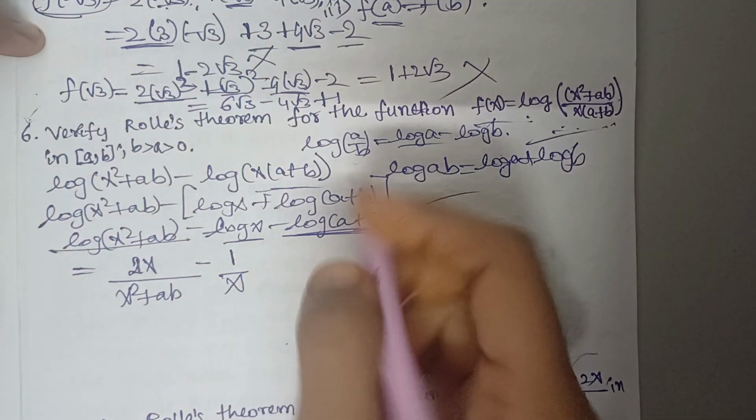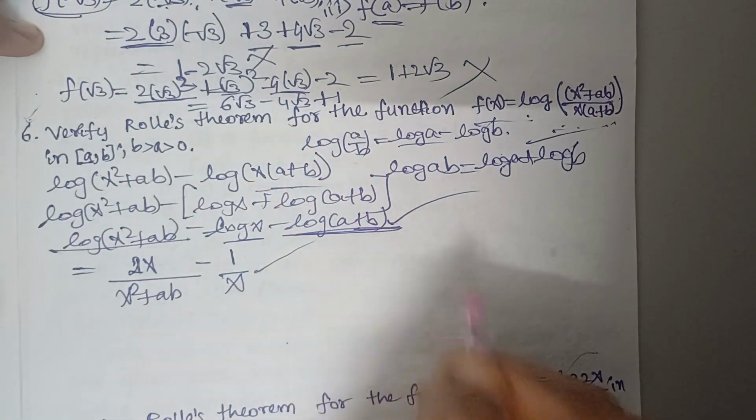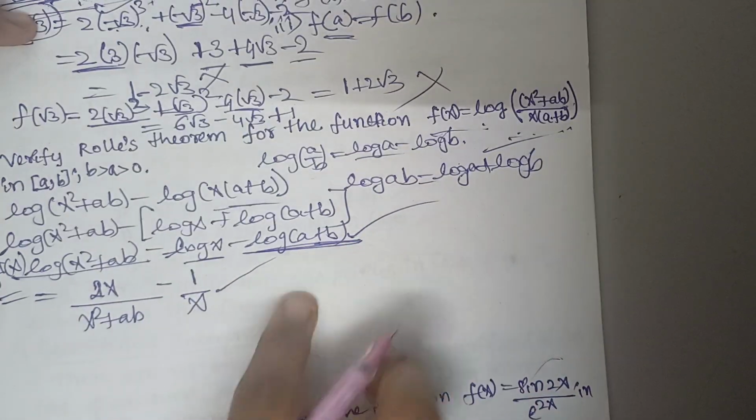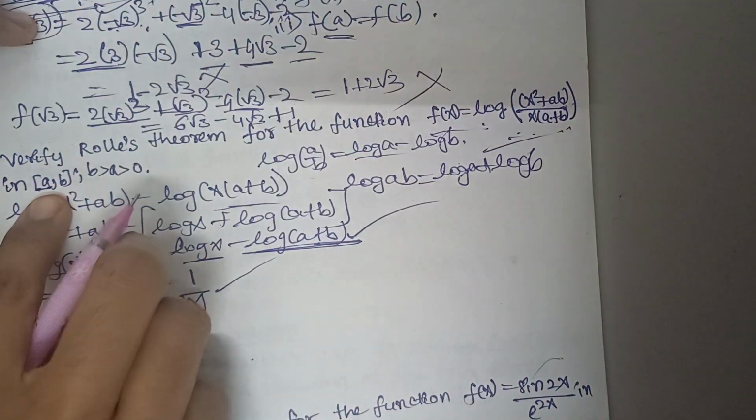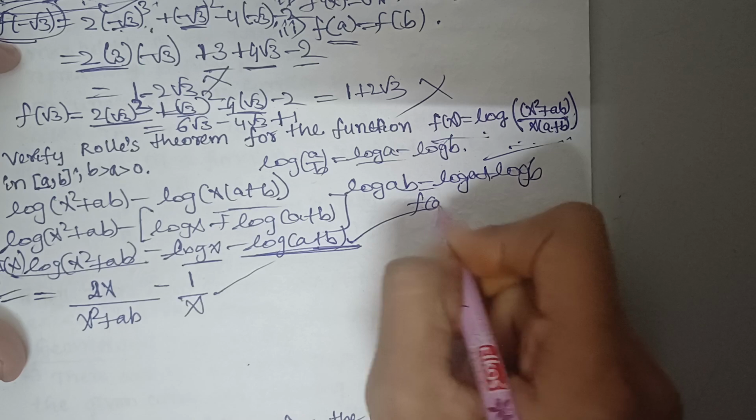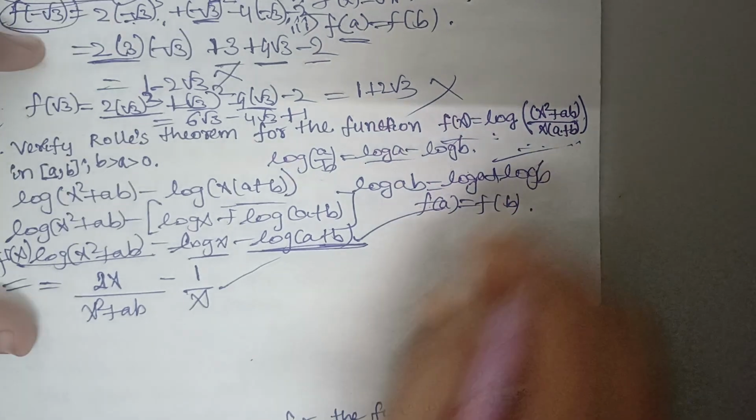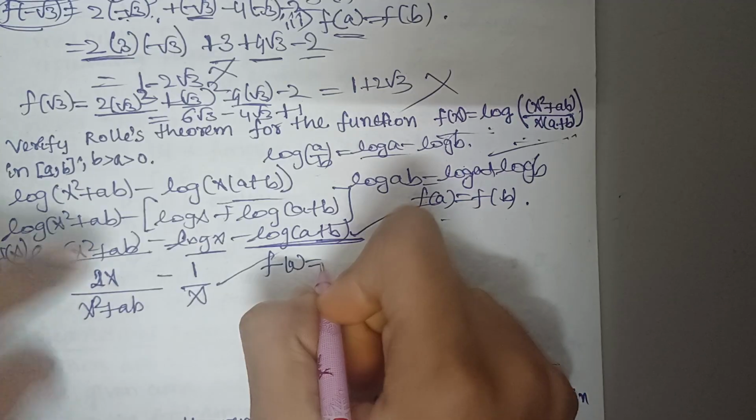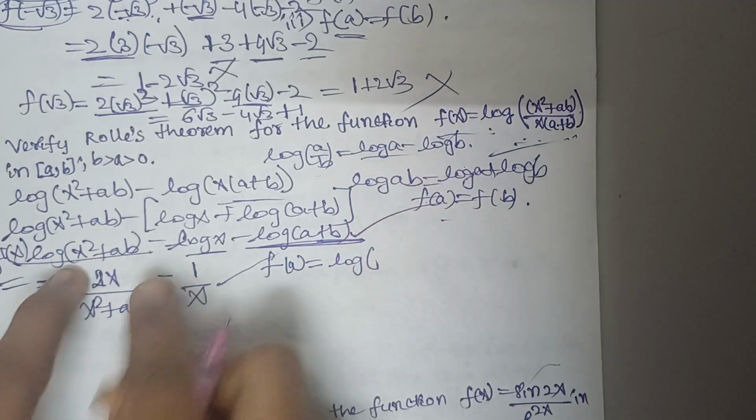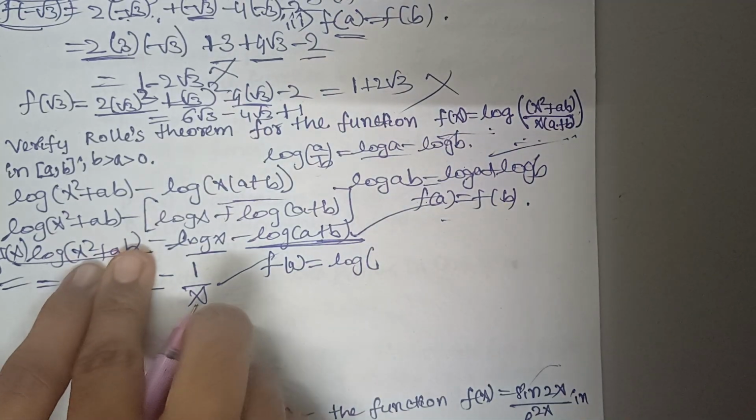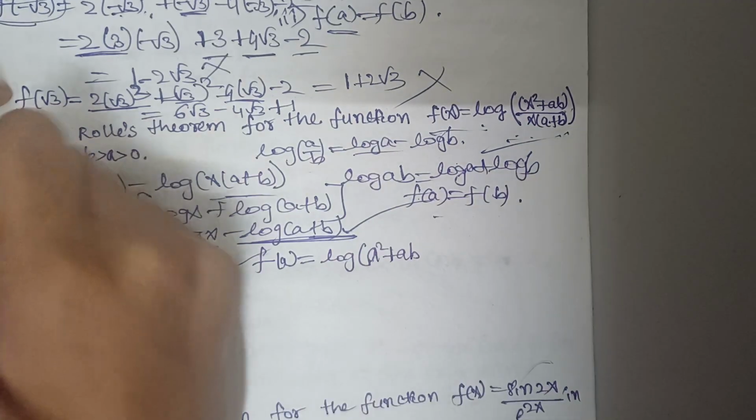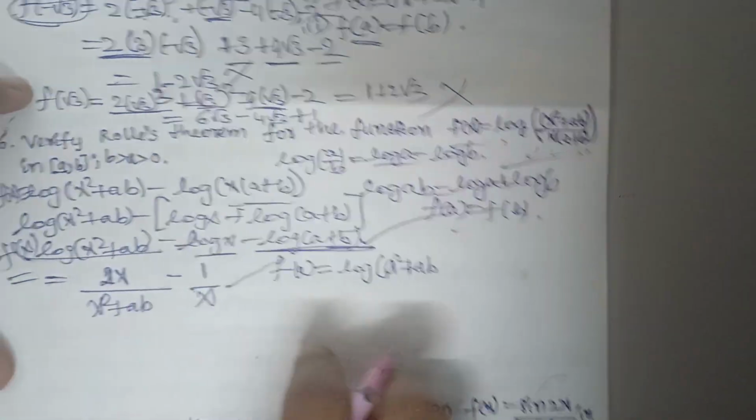And since it is continuous and then differentiable, that is, this is your f dash of x, right? And also you have to check whether your f of a is equal to f of b or not. Now your f of a, which is nothing but log of a square plus ab, this is your f of x, right?